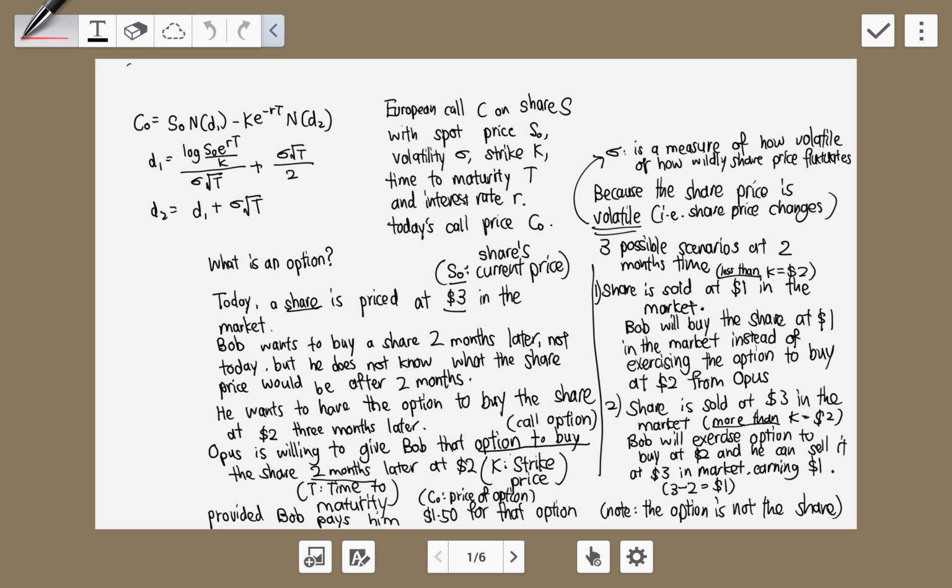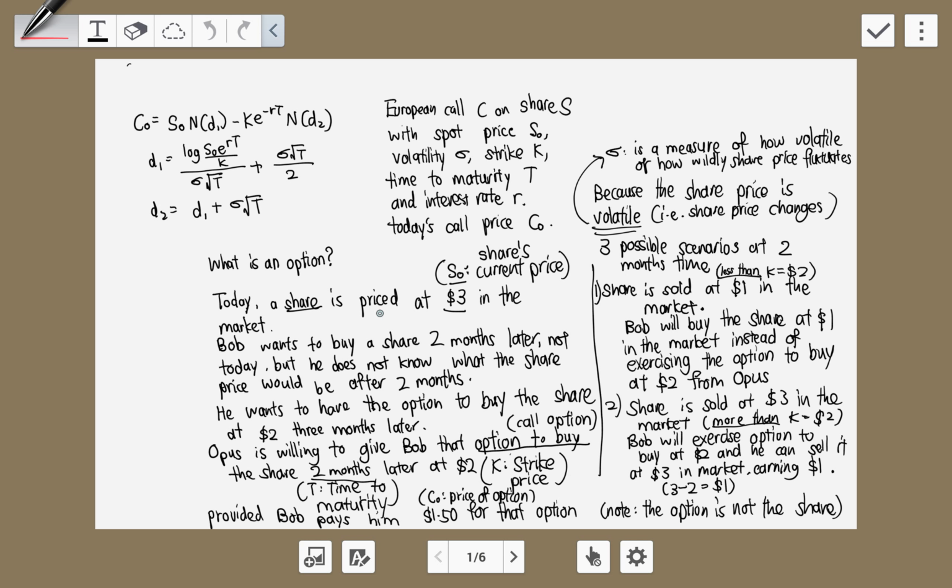But option in finance usually implies there are two types of option. One is a call option and one is a put option. A call option is an option to buy at a certain, agreed upon price, and a put option is an option to sell something at an agreed upon price. To give an example first, let's say today a share is priced at $3 in the market.